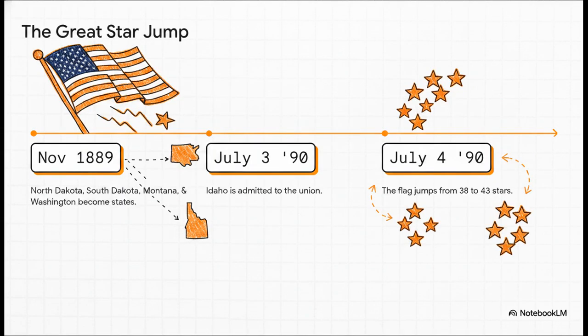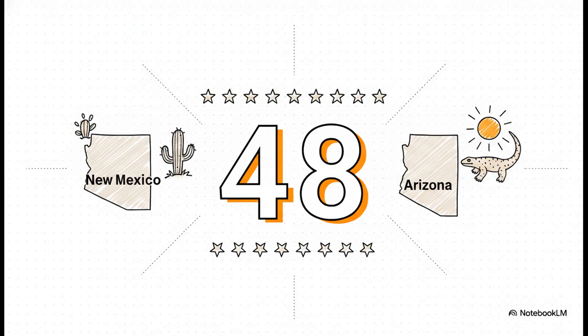So after the war, expansion out west just continued, and this all led to what you could call the Great Star Jump, the single biggest leap in the flag's entire history. Between November of 1889 and July of 1890, a whopping 5 new states joined. North and South Dakota, Montana, Washington, and then Idaho. Because of that July 4th rule, it meant on Independence Day 1890, the flag leaped straight from 38 stars all the way to 43. Finally, in 1912, the expansion of the contiguous United States was pretty much done.